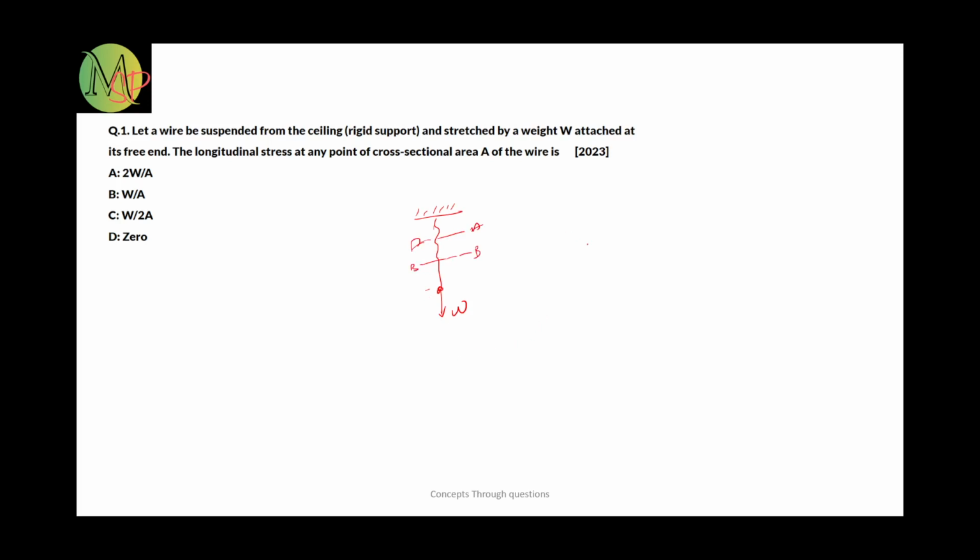So the answer is very simple. The longitudinal stress is the internal resisting force per unit area along the length of the wire. So at AA or BB is immaterial, wherever you are taking the uniform cross-sectional area. So at AA the cross-sectional area is A. So what is the force inside the wire after applying force? An equal internal force is generated, which is W. So W by A is the longitudinal stress. So the answer is B. Clear? Yes.